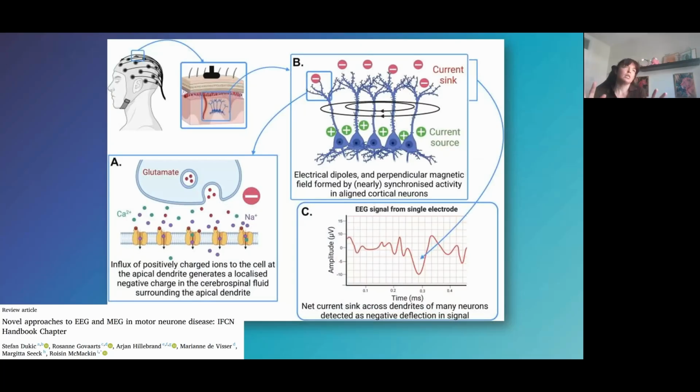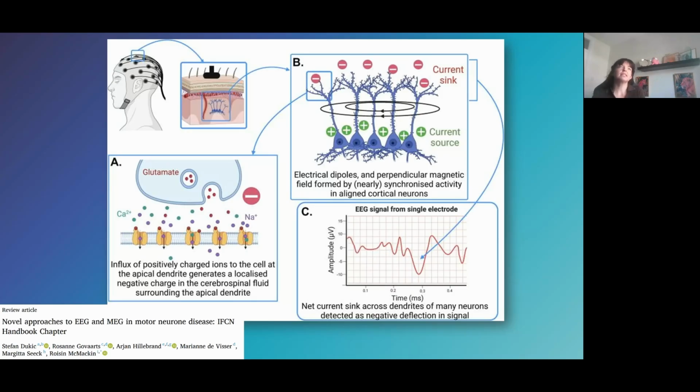EEG is a non-invasive technique where you place recording electrodes on the scalp. What they do is record directly the underlying neuronal activity. The way they do that is to measure the activity of aligned groups of pyramidal neurons. In your cortex, you have these neurons called pyramidal neurons. They're so called because of the shape of the cell body.